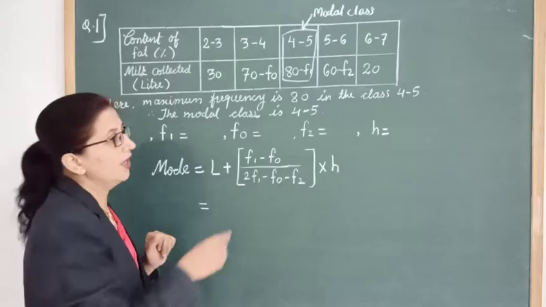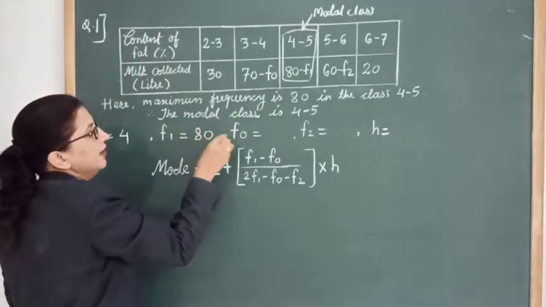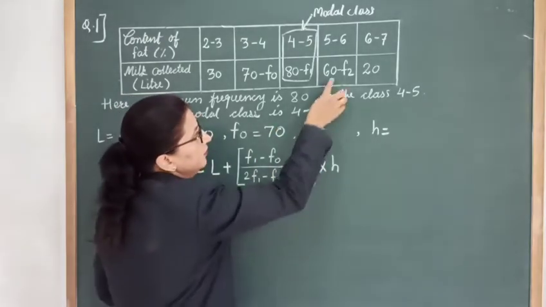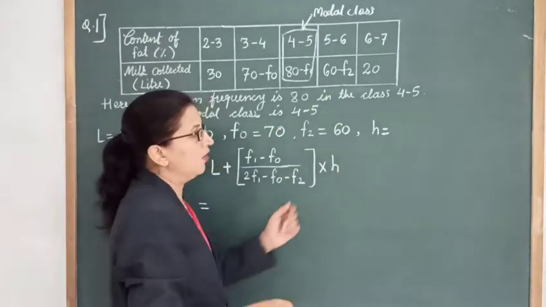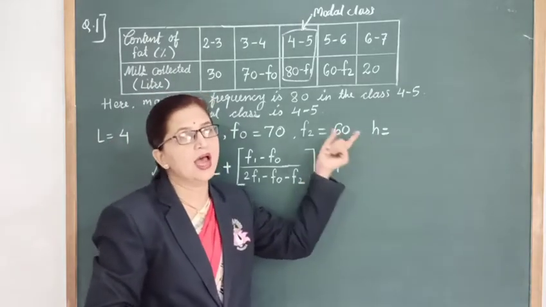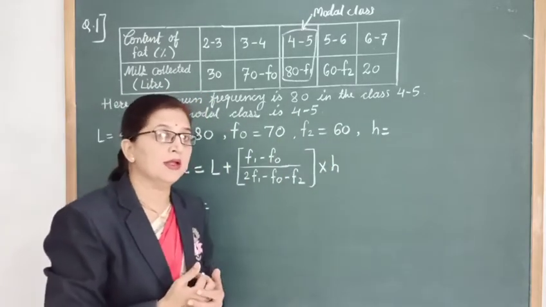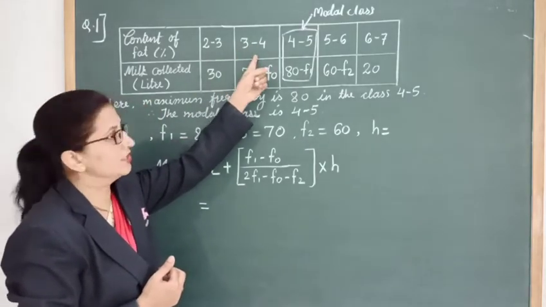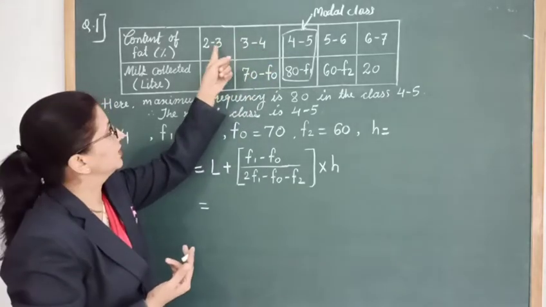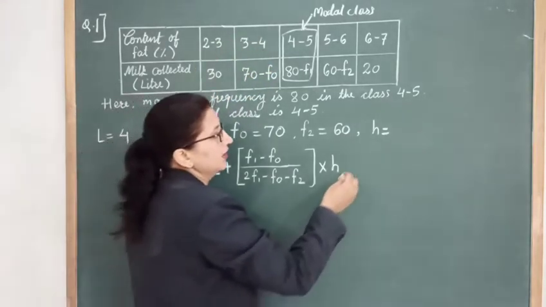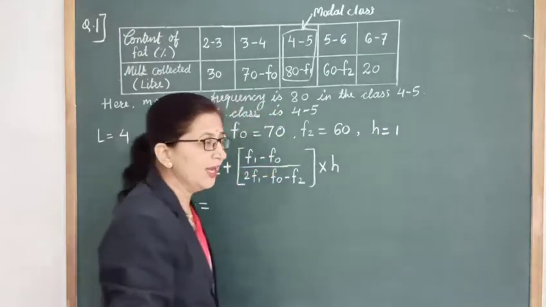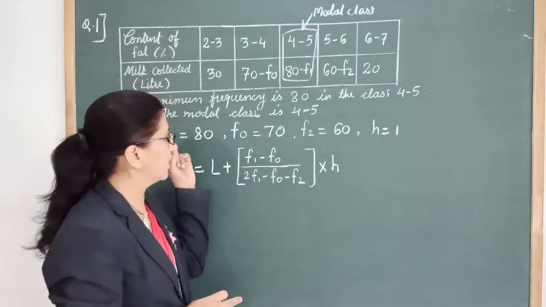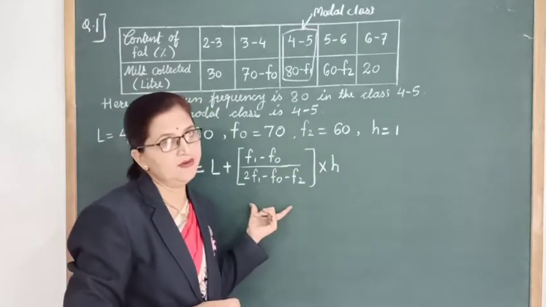Then F1 is 80, F0 is 70, F2 is 60. Now H. H is the height of the class, and we find that by taking the difference between the upper limit and lower limit of any class. Here 4 minus 3 is 1, 3 minus 2 is 1. So the height of the class is 1. In this way, before writing the formula, first write down all the values of the letters which we are using in the formula.